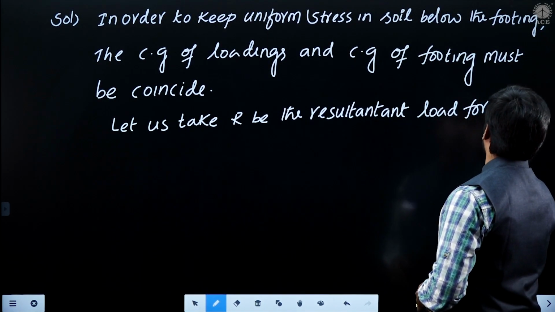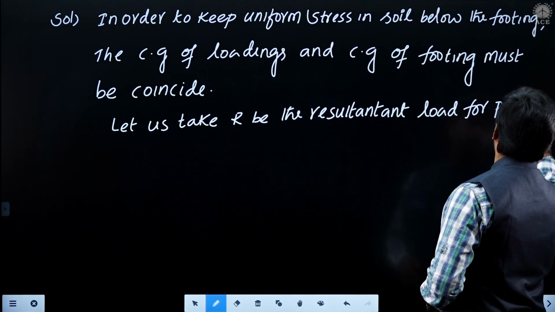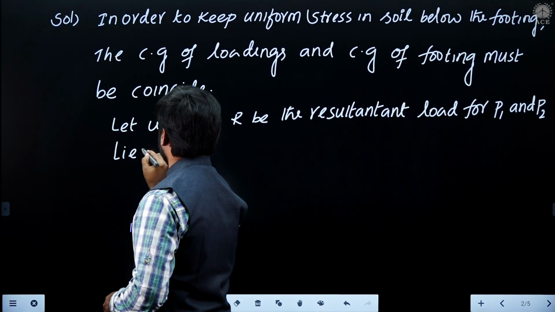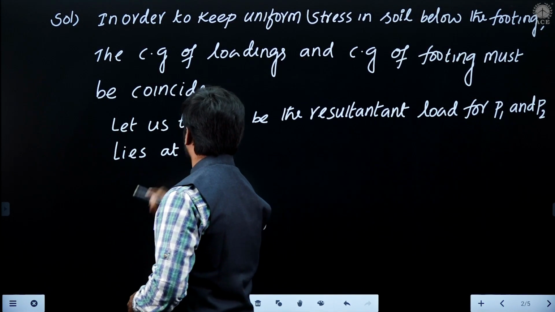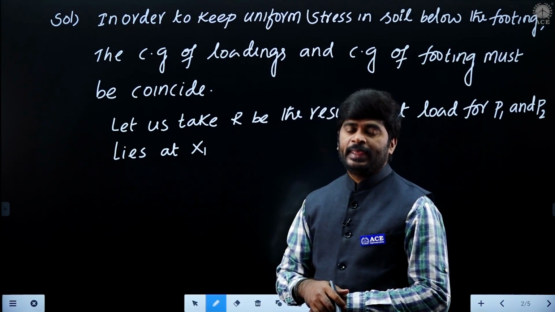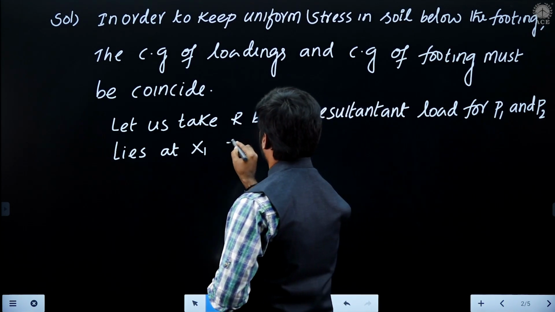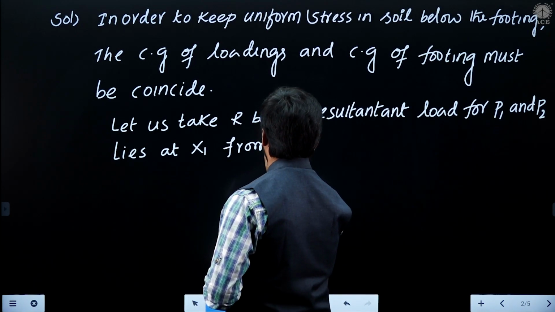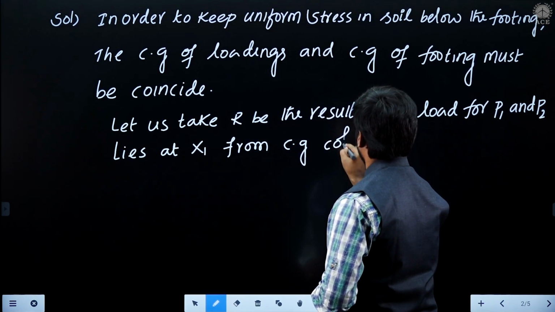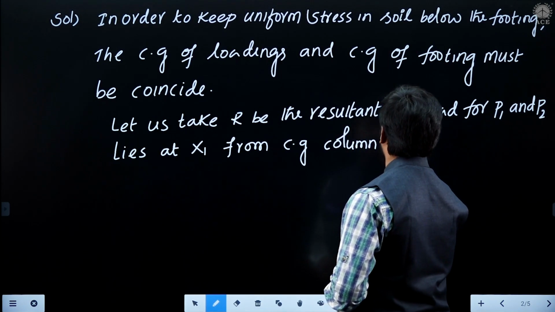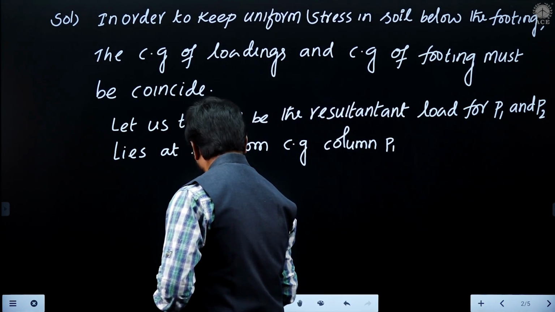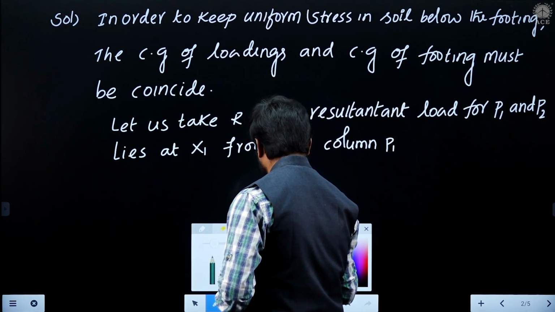For P1 and P2, the resultant lies at x1 from the CG of column P1. Okay, right. My dear, here let me take the loading system.